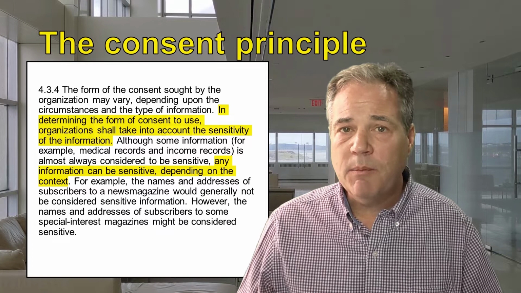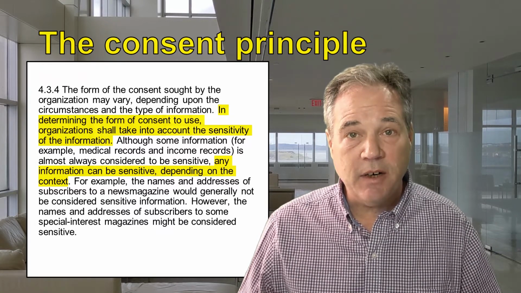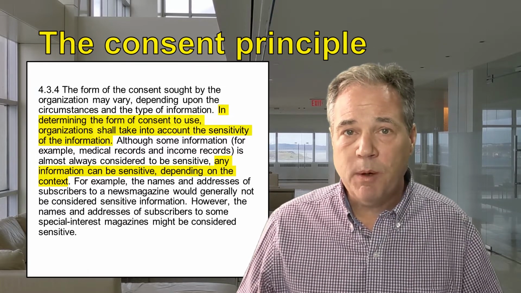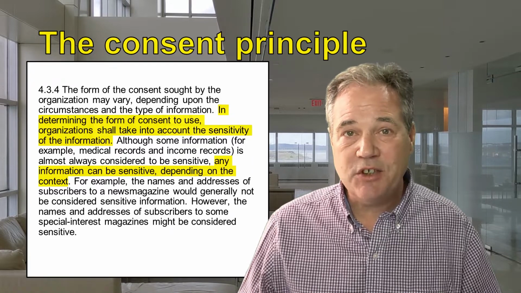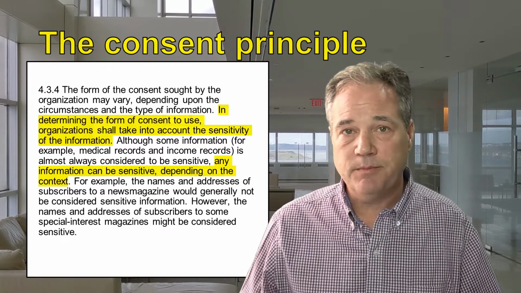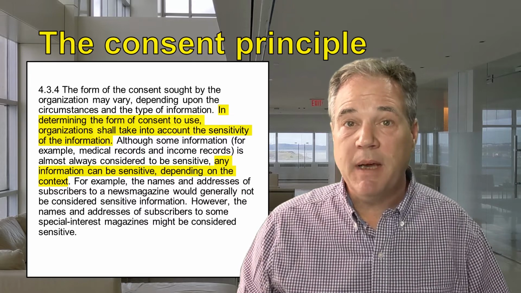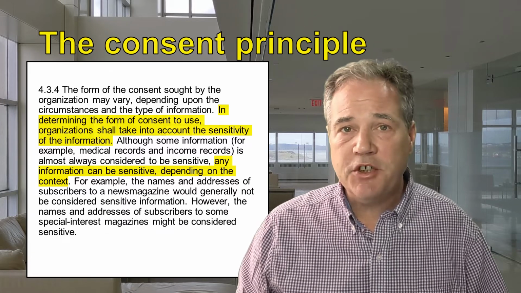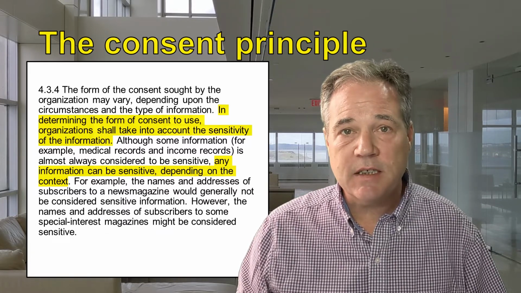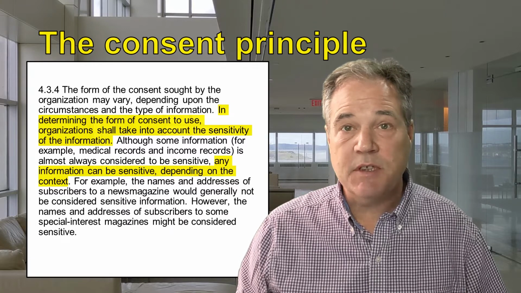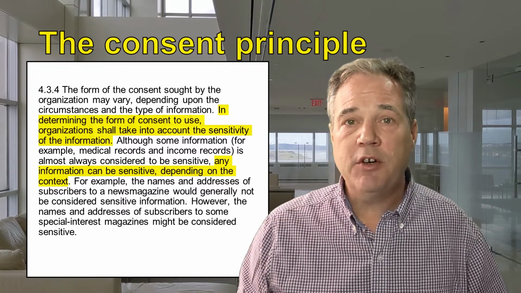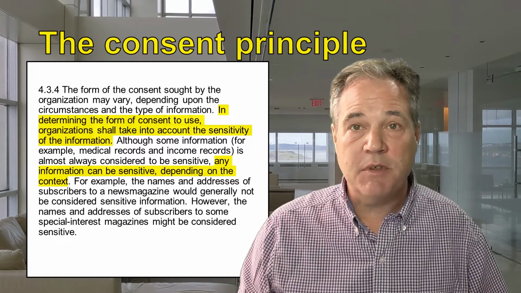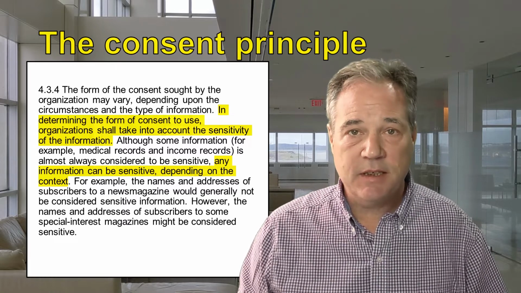It says, the form of the consent sought by the organization may vary depending upon the circumstances and the type of information. In determining the form of consent to use, organizations shall take into account the sensitivity of the information. Although some information, for example, medical records and income records, is almost always considered to be sensitive, any information can be sensitive depending upon the context. For example, the names and addresses of subscribers to a news magazine would generally not be considered sensitive information. However, the names and addresses of subscribers to some special interest magazines might be considered sensitive.